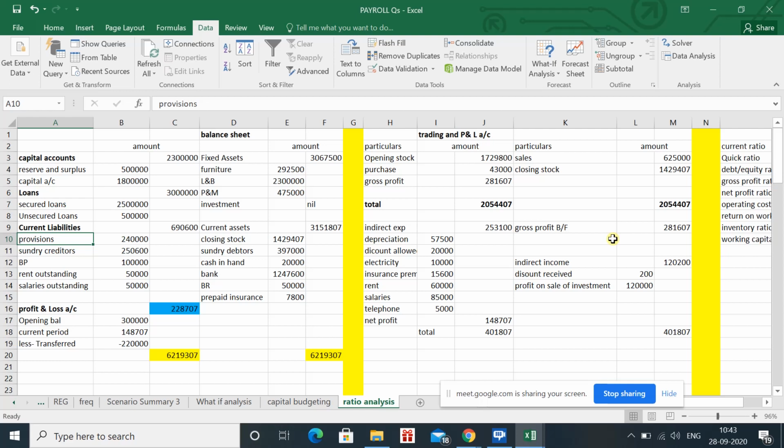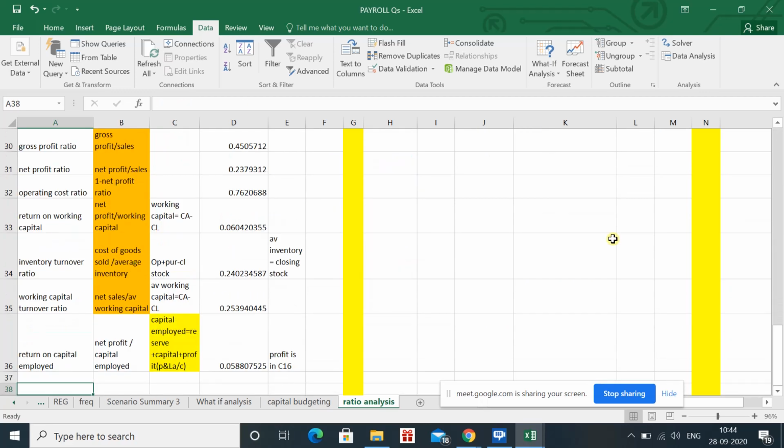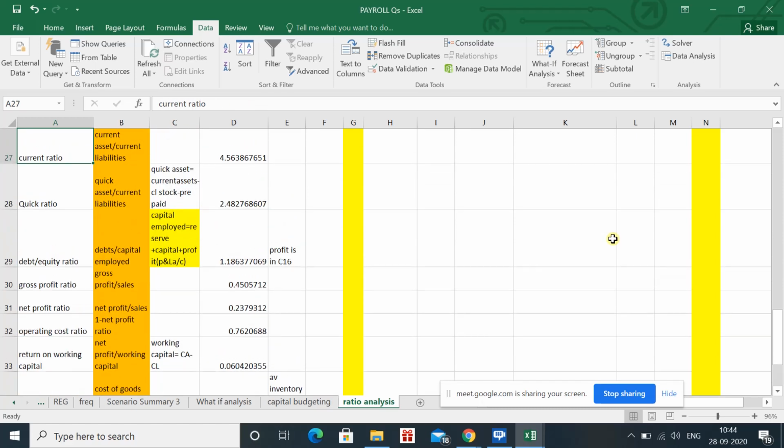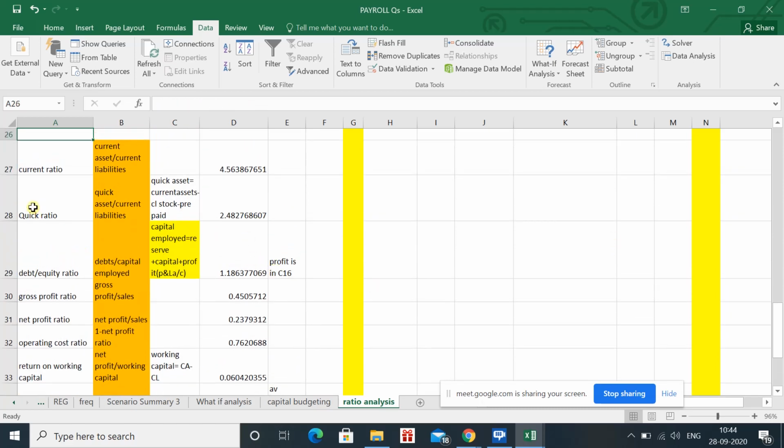So before solving the question, or before discussing this particular question, we can discuss the formulas related to the ratios. You can see the formulas now. They have given you the formula for the current ratio, that is current asset upon current liability. Then quick ratio, quick asset upon current liability.